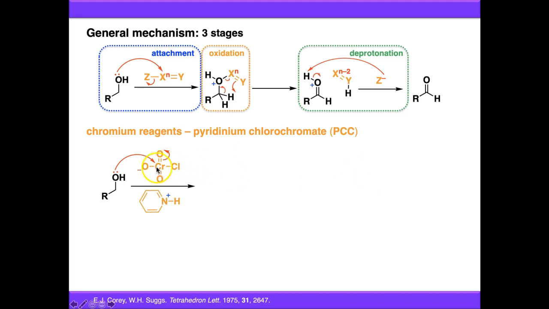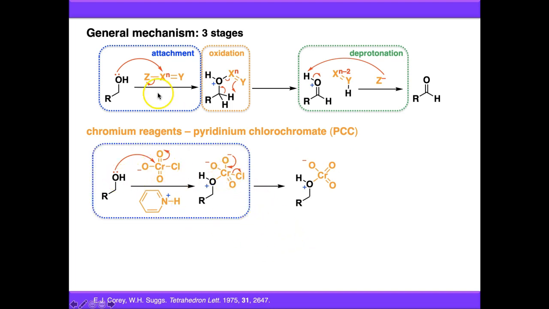Now, you can think of the chromium atom a little bit like a sort of carbonyl in this case, so this is similar to a 1,2 substitution chemistry. We're going to form something that's approximating a tetrahedral intermediate, although it's not tetrahedral. And we have a good leaving group attached to chromium, so we're going to push the electrons back down, kick out the chloride, and we're going to end up with this intermediate over here. Now, this has attached our oxidizing agent onto our alcohol, so therefore this is our attachment step.